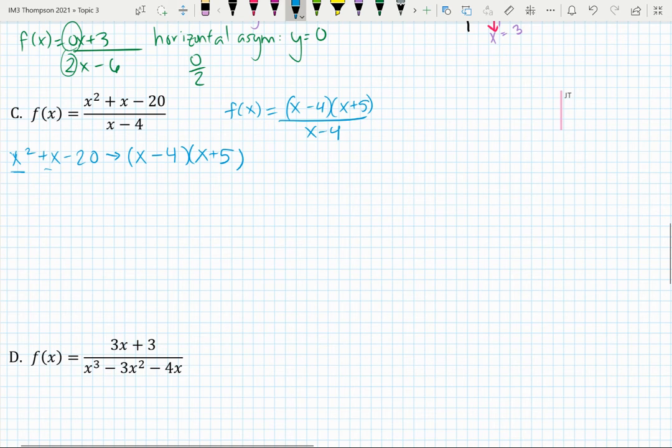Yes, factored form. Wonderful. Before you cancel, you need to find your points of discontinuity. Points of discontinuity are determined by whatever factors are in the denominator only. So only the denominator. I have x minus 4 is equal to 0. I solve, I get x is 4. Then I have to determine what kind of point of discontinuity that is.